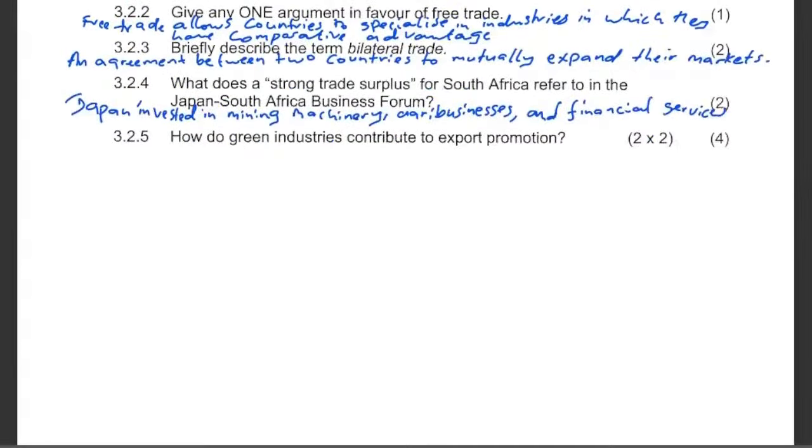So now let's move on to the next question, which is 3.2.5. It says, how do green industries contribute to export promotion? Green exports allow countries to foster economic, social, and environmental sustainability. Also, the issuing of cash grants. These grants are made in order to reduce the total cost of production.